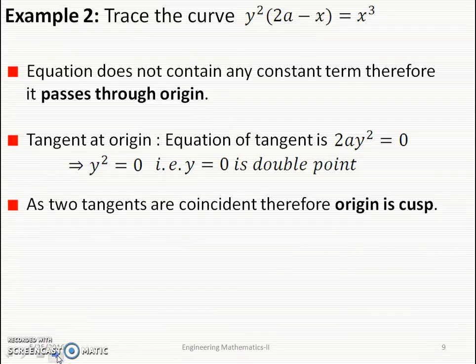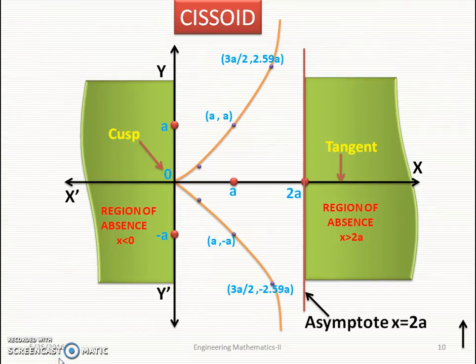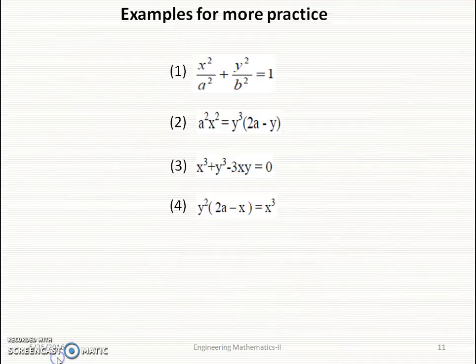As the two tangents are coincident, therefore the origin here is a cusp. So in the previous example we saw that the point is node, and here the point is cusp. This is the curve we traced here, and at this point O, the x-axis, y is equal to 0, is the tangent, and therefore this origin is known as cusp. And here are some more examples for your practice. Thank you.